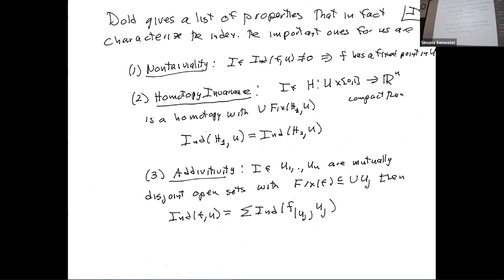The second is if you fix the circle and homotope the map without moving the fixed point set outside, then you don't change the index. This is sitting at the heart of all these homotopy stability arguments that I'm going to give you. And it's additive: if your fixed point set splits into separated pieces, then you can split the sum. All right, so these are just basic properties.